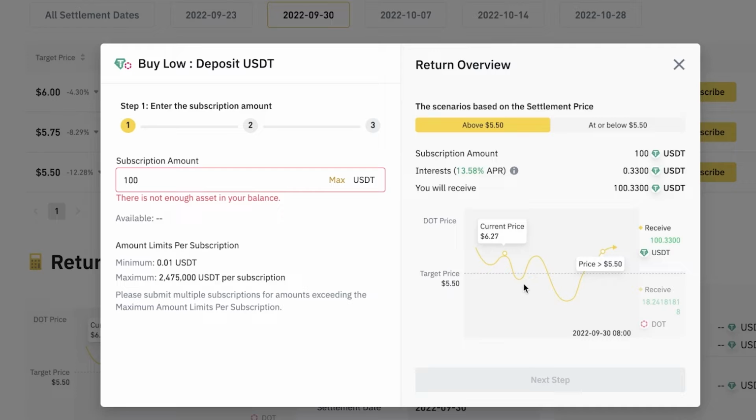And it will show you in this simple graph that if the price remains above 5.50, you can see over here that you will get a 13% interest in APR. So this is the current price, which is at 6.27, and if it goes at or below 5.5, you will receive a 13.58 interest, and you will get a lot more in terms of profit.